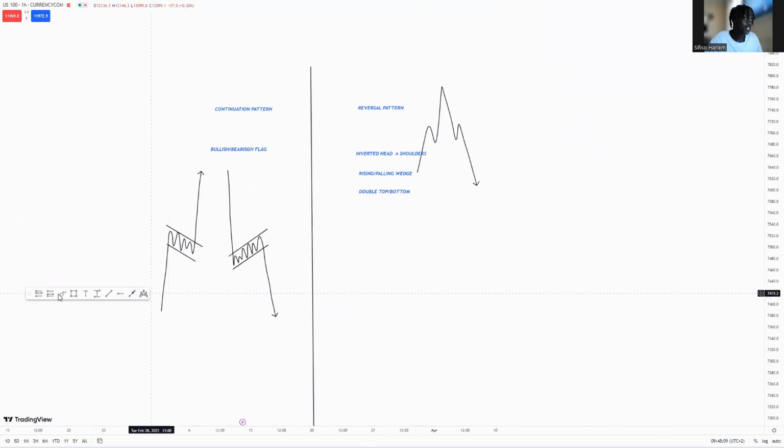our inverted head and shoulders. So once price pushes to the downside, right, creating a lower low, and then price continues to the upside, right, and then price does what?